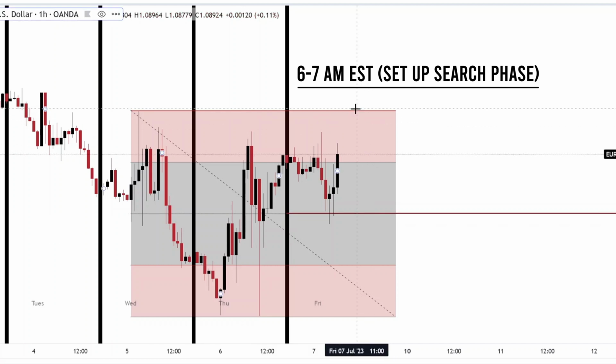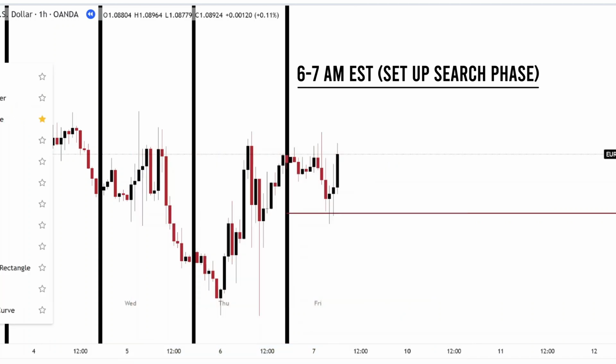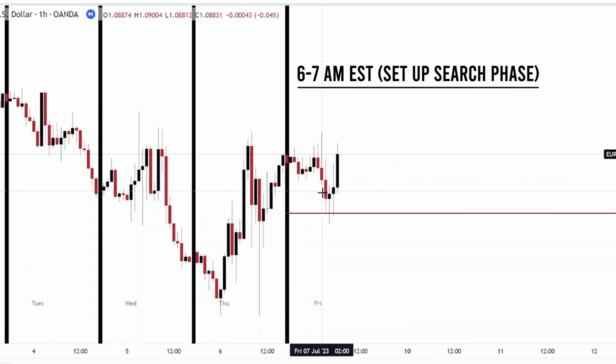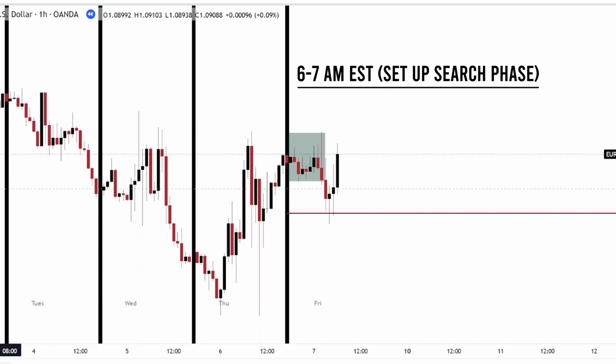What was the other clue? The main confirmation here, which is even more important than the rejection from the fair price, is the tight Asian range. This was the Asian range, and look, the Asian range was extremely tight. What happens when the Asian range is extremely tight? A lot of times you get this kind of setup. It's called AMD: accumulation, manipulation, distribution.